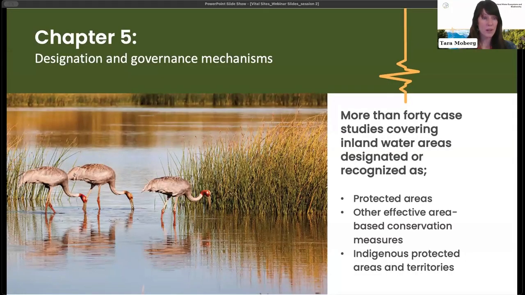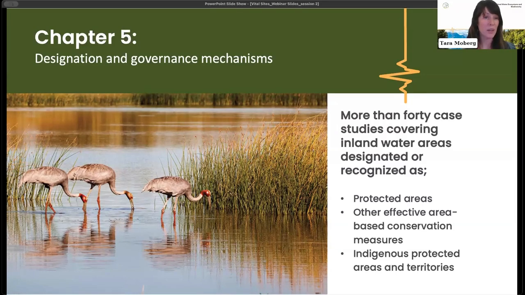Building from the national scale or regional scale planning, once there's an understanding of what you're interested in conserving and where, Chapter 5 introduces an array of designation and governance mechanisms that can be tailored to the site-specific context of your area of focus. The report benefits from the generous contributions of many people on this call, including our speakers today, and governments, indigenous communities, and civil society organizations.